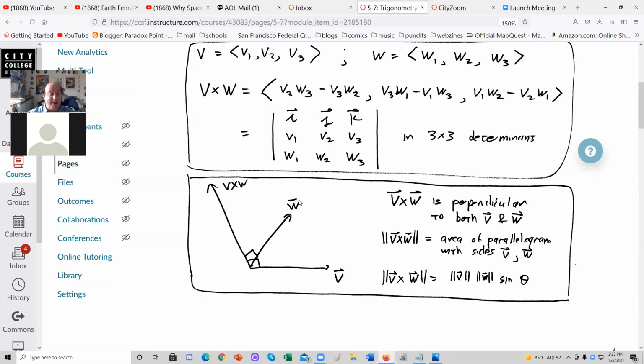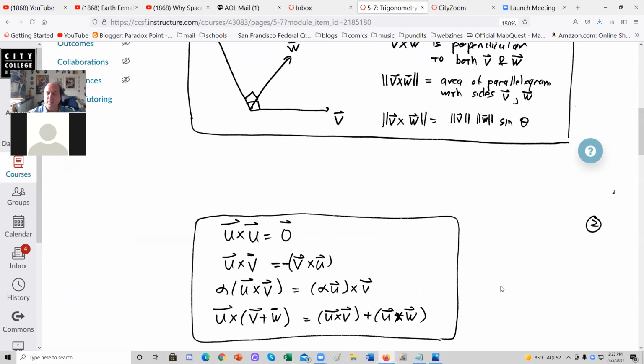The cross product is rather different from the dot product, which has length of v times length of w times the cosine of the angle. Here it's length of v times length of w times the sine of the angle. And it's a vector, not a number.